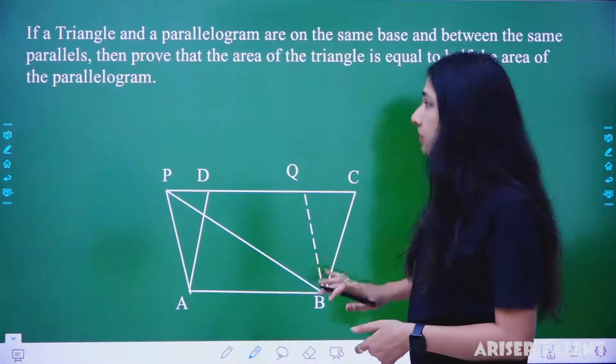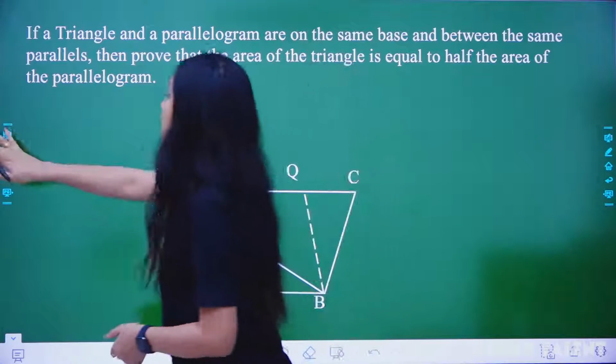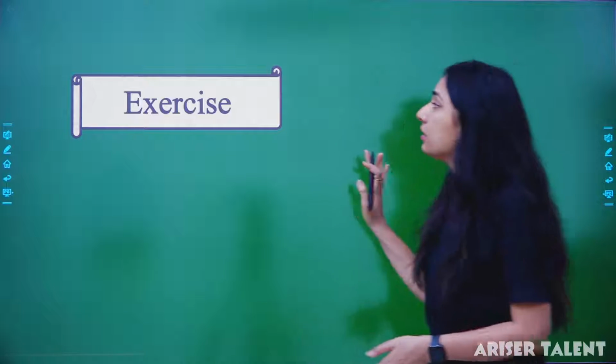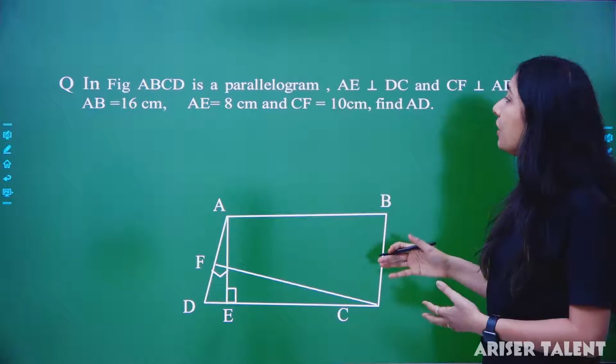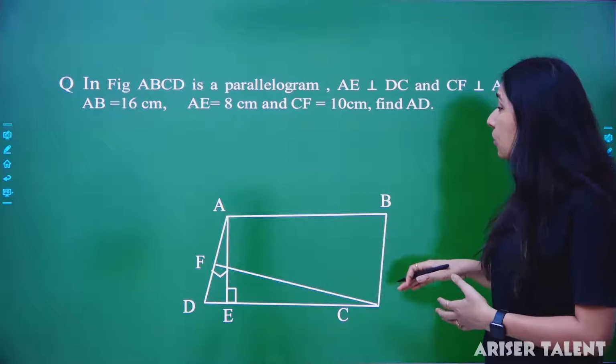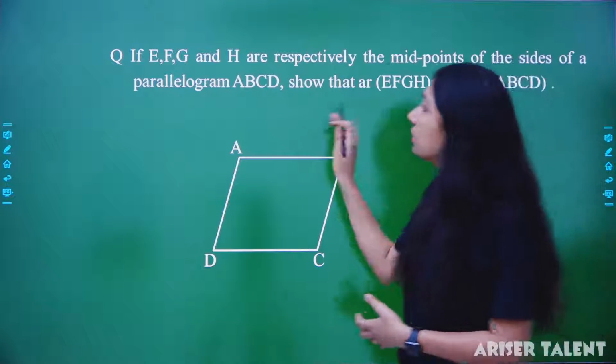Okay. Now have a look at the next question. This is the exercise question. The figure you are given is the parallelogram ABCD, and A is perpendicular to DC.